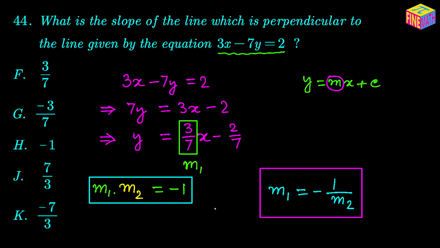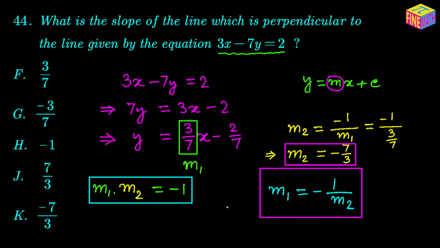And then in this case, what would be m sub 2? Well, if you think about m sub 2, then our m sub 2 would be negative 1 over m sub 1. Now what is our m sub 1? Well, m sub 1 is actually positive 3 over 7. So that would be negative 1 divided by 3 over 7, and that will be equal to negative 7 over 3, and that is our answer.